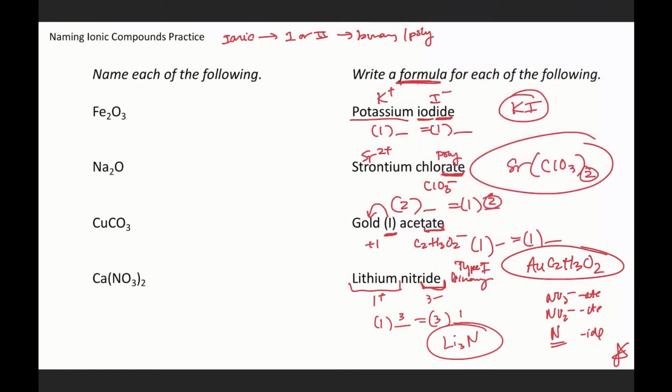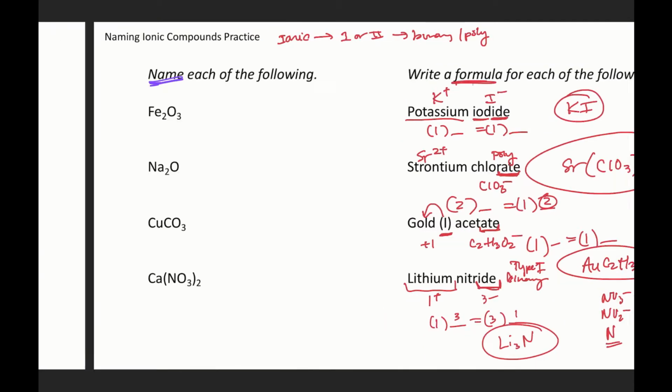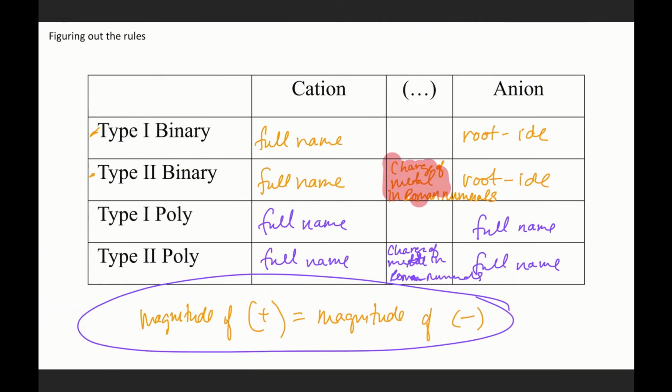Now what we've done is the formulas, where we need to identify that it's ionic. And once we've identified that it's ionic, we know that we have to make the magnitude of the positive charge equal the magnitude of the negative charge. Now for naming, really all we're going to do is employ this table. We figure out what its type is and then apply the rule. You'll note that what is not included in our ionic compound naming system is numerical prefixes.